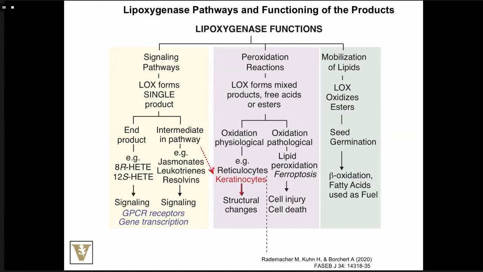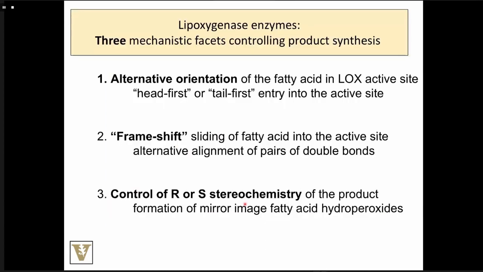Now, these are guidelines, not rules. So I'm going to get later on to a case where we go down the 12-R lipoxygenase pathway. It's an intermediate in the pathway in keratinocytes that leads to structural changes in the formation of the mammalian skin permeability barrier. But let's get back to how these enzymes work and how their reactions are controlled in principle.